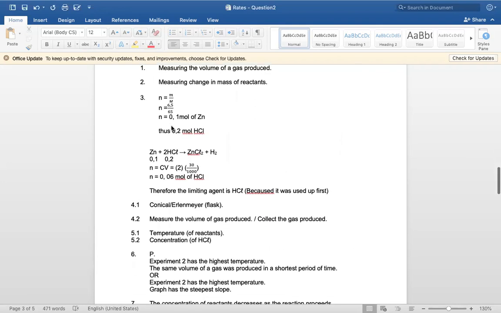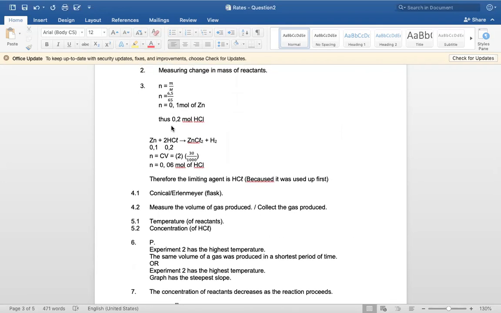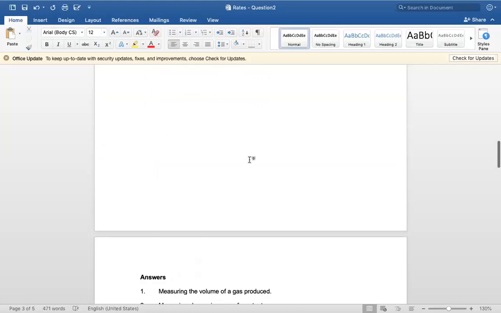So the answer that they gave us: the concentration of the reactants decreases as the reaction proceeds. All right, so that's why the slope is getting less steep, because there's less reactants to react in the reaction. Okay, and then question 8.